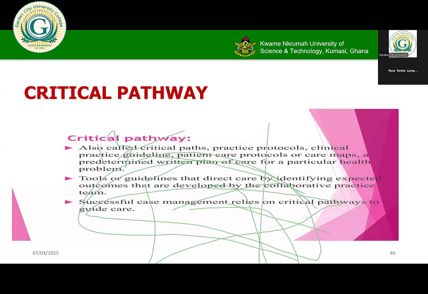So these tools or guidelines direct care by identifying expected outcomes that are developed by the collaborative practice team. So this is a critical pathway. That is where we use our guidelines developed by the team.